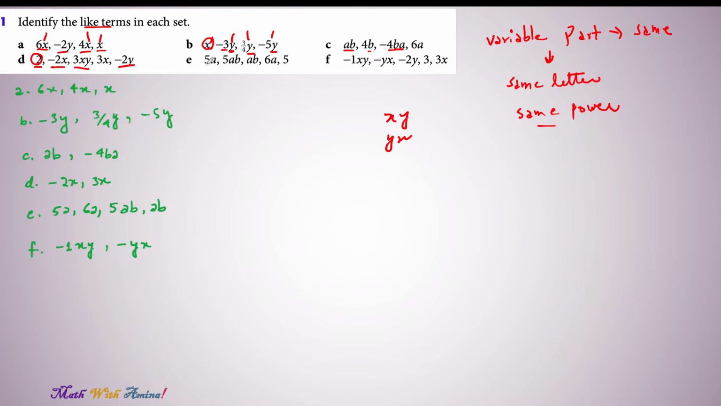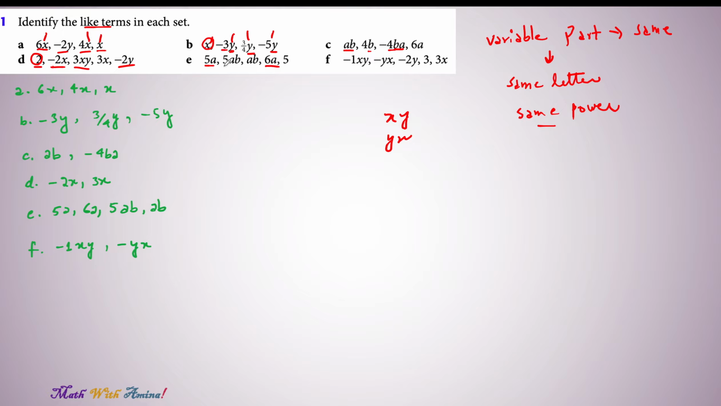Then in the fifth set of terms, we have 5a, 6a. We start with the first term, so it is a. We see if we have any other term that has the same variable with the same power. As we can see, it is 6a. Then 5 is a constant. Then we look into whether there is any other term with the same variable with the same power.